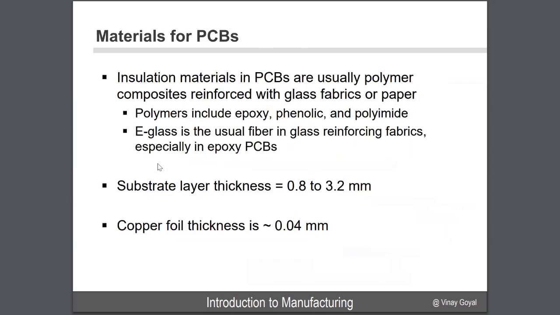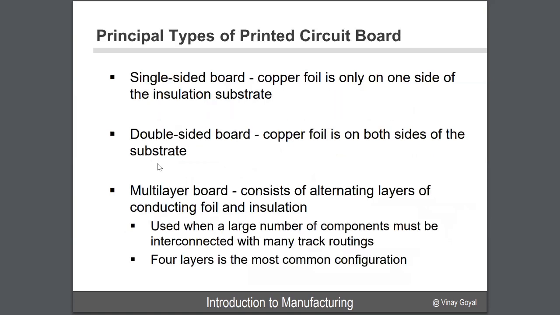So what are the insulating materials used in industry? They can go from epoxy, polyimides, to e-glass. You can have substrate layer thickness from 0.8 millimeters to 3.2 millimeters. You can have a copper foil thickness of 0.04 millimeters. And the principal types are, like I said before, the single-sided board where copper foil is used on one side, the double-sided board where copper foil is used on both sides, and the multi-layer board where you have alternating layers of conducting foil and insulation. And 4 layers is the most you'll typically see for most configurations.